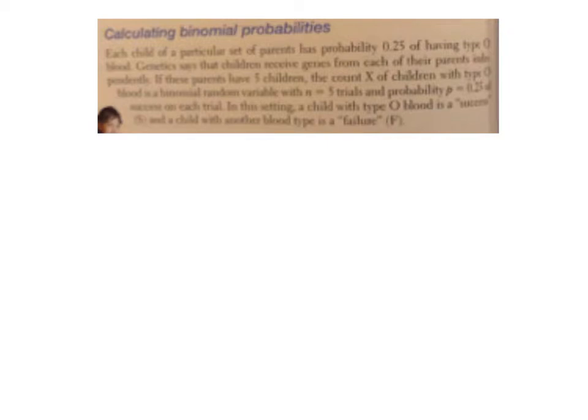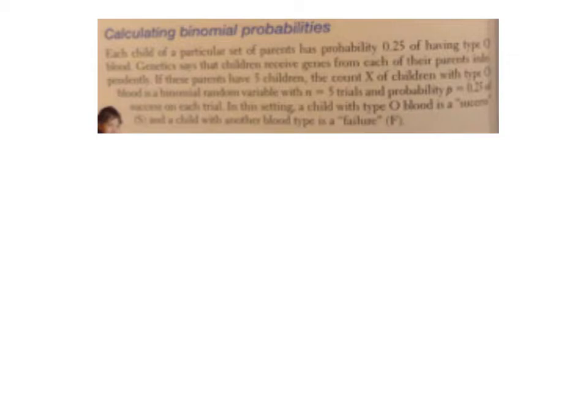Okay, so let's look at some examples now of using binomial probabilities and calculating binomial probabilities. We're going to be working with this example of a family. Each child of a particular set of parents has a probability of 0.25 of having type O blood. Genetics says that children receive genes from each of their parents independently.